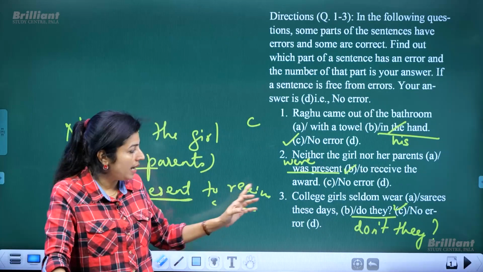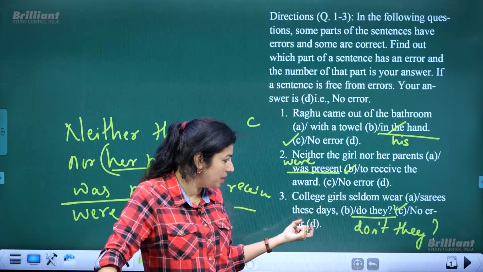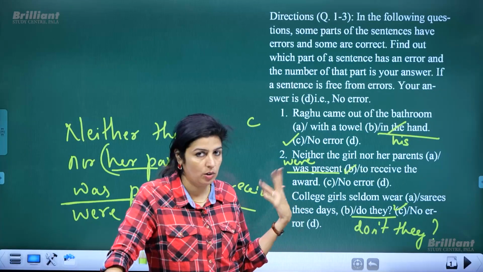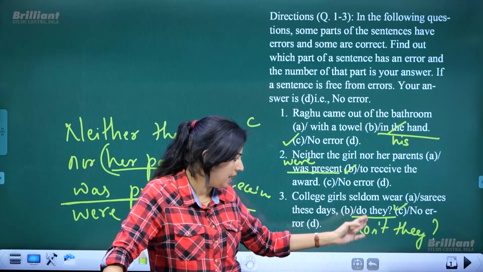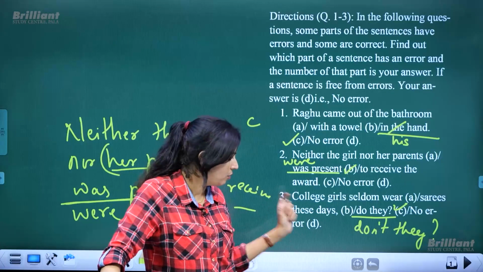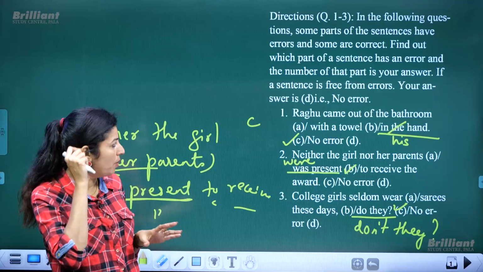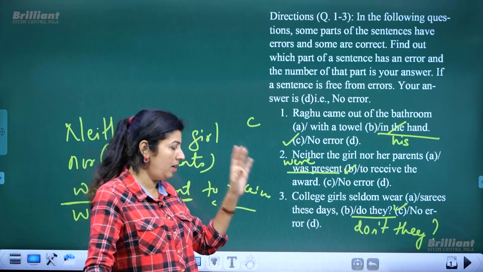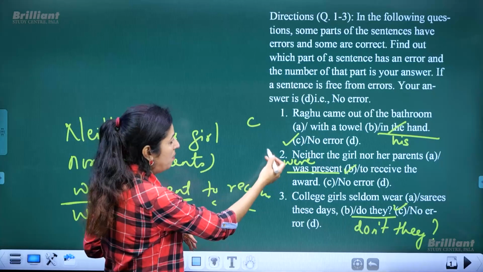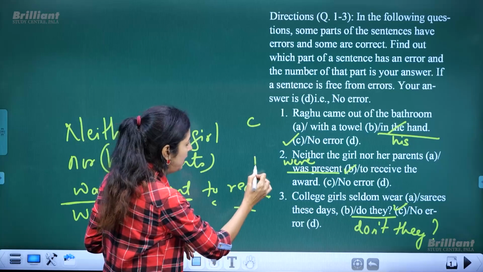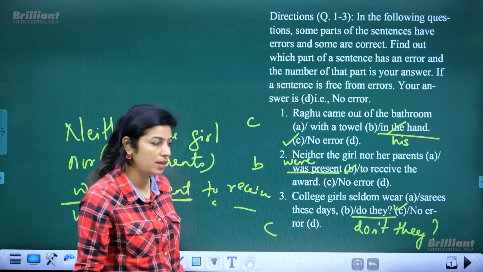Okay. And here, seldom means there is a positive touch in it. College girls seldom wear saris these days means they wear saris, but occasionally, not always. Very rarely. But they wear, not completely not wearing. Okay. So, in that sense, do they is wrong. Instead of that, you have to use don't they. Okay. So, only then this statement will be correct. So, in all these three sentences, we had errors, and you have chosen the part which has gone wrong. First, part C wrong. Second one, part B is wrong. And third one, part C is wrong. C, B, C. Okay.